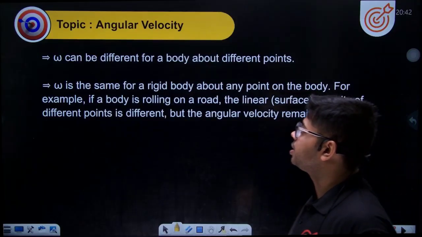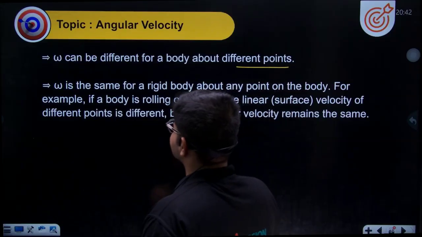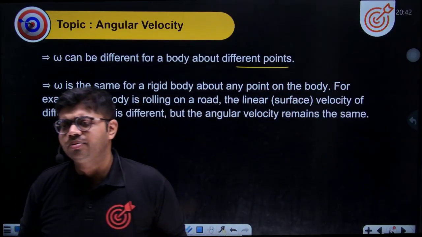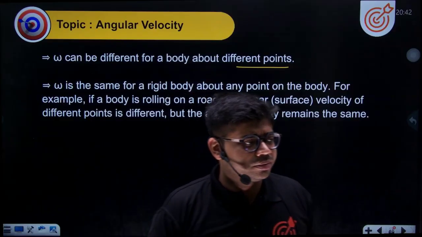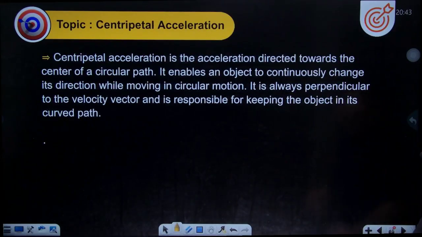Now omega can be different for a body about different points. These things we are going to see in more detail in our rotational motion, so we'll be covering them in greater detail.